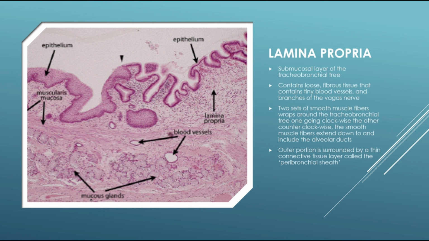Now we're going to look at the lamina propria layer. This is in the submucosal layer of the tracheobronchial tree. It contains loose fibrous tissues that contain tiny blood vessels and branches of the vagus nerve. There are 2 sets of smooth muscle fibers that wrap around the tracheobronchial tree, one going clockwise and the other going counterclockwise. The smooth muscle fibers extend down to and include the alveolar ducts, and the outer portion is surrounded by a tiny connective tissue layer called the parabronchial sheath.